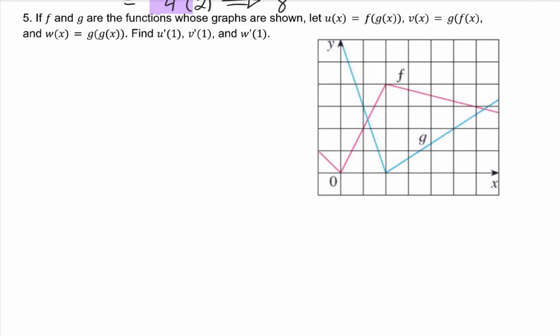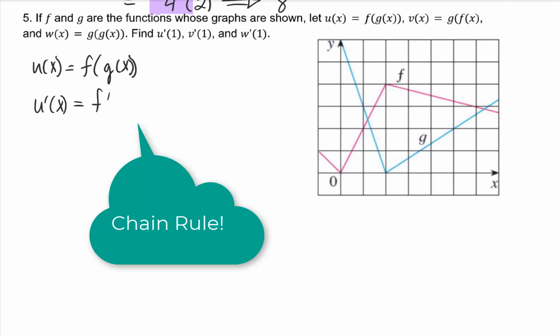If f and g are the functions whose graphs are shown, let u of x be f of g of x, v of x is g of f of x, and w of x is g composed with g of x. Find u prime of 1, v prime of 1, and w prime of 1. U of x is f of g of x. So u prime of x, the derivative, will be f prime of g of x times g prime of x.